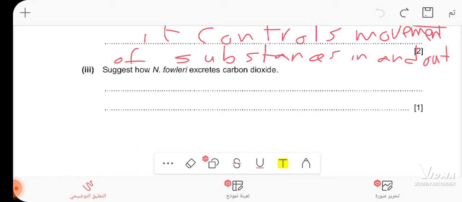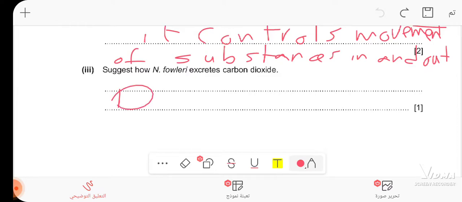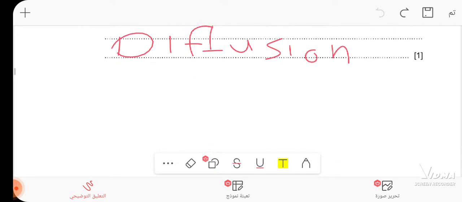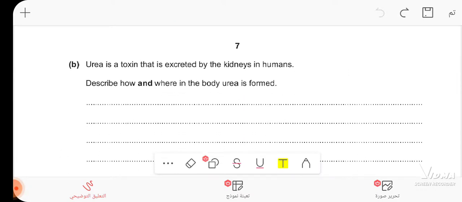Suggest how Naegleria fowleri excretes carbon dioxide. Okay, any gas, carbon dioxide, oxygen, all gases are excreted by diffusion. By what? Diffusion. Put it in your mind. Even in humans, you get rid of carbon dioxide by diffusion. We take in oxygen by diffusion. So remember that diffusion belongs to gases. Osmosis belongs to water. Active transport belongs to ions and glucose, moving substances against a concentration gradient. Let's move to the next question. Urea is a toxin that is excreted by the kidneys in humans.